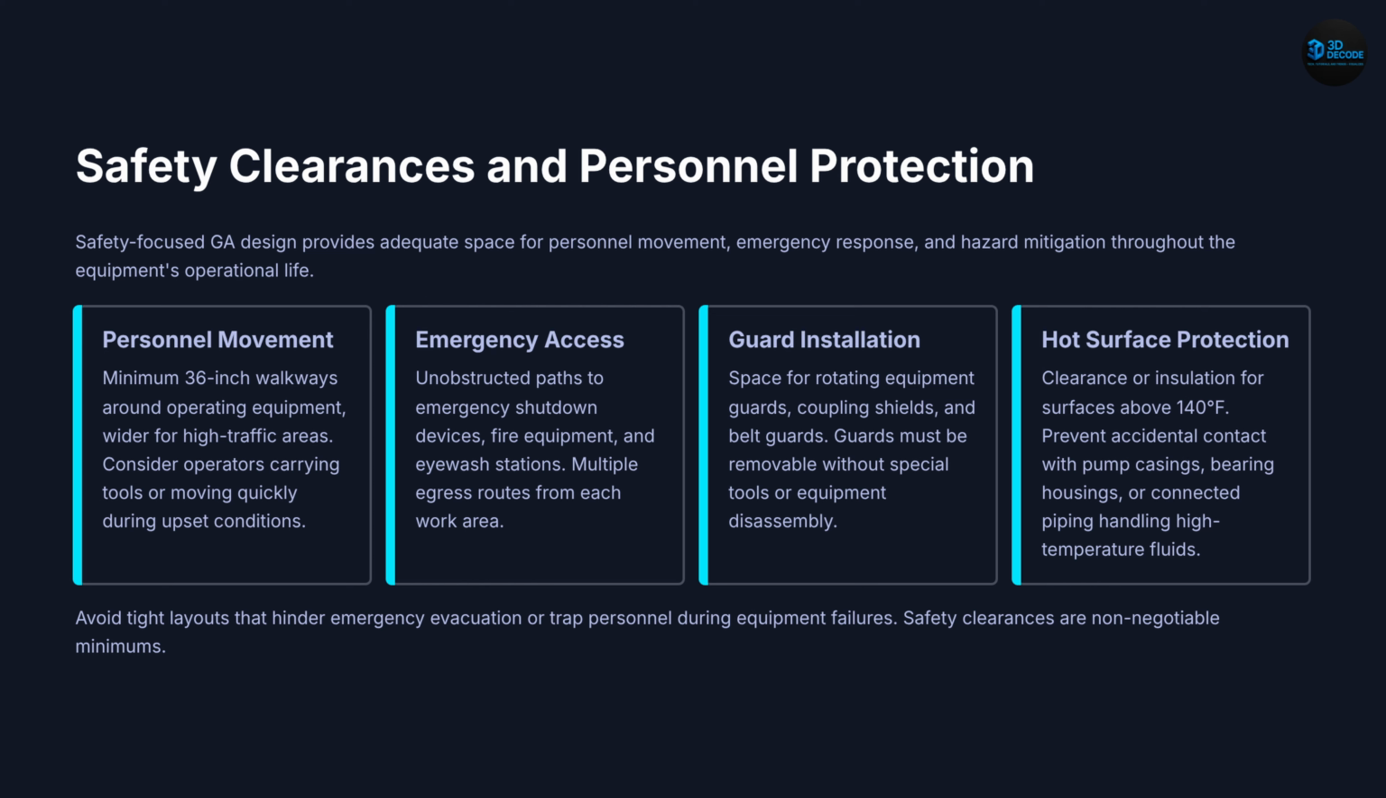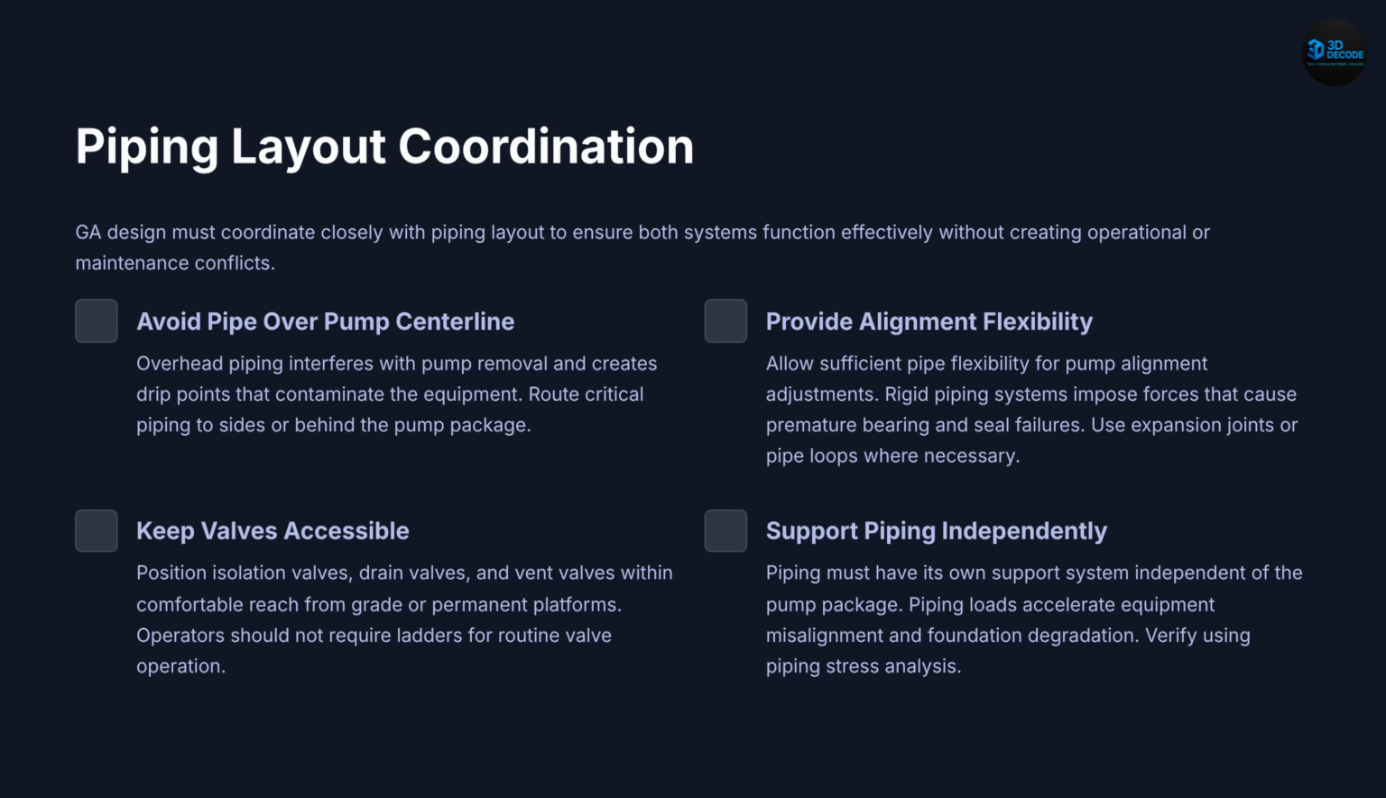And finally, hot surface protection. Any surface above 140 degrees Fahrenheit becomes a serious burn hazard, so engineers must provide insulation or safe clearance. This is where engineering directly impacts human life. And honestly, this is why great package engineers are highly respected in industry, because they design for safety before problems happen.